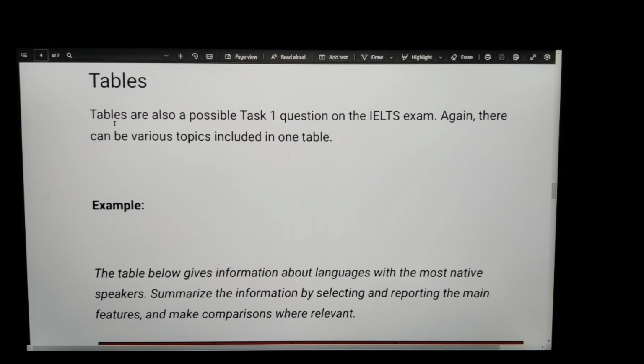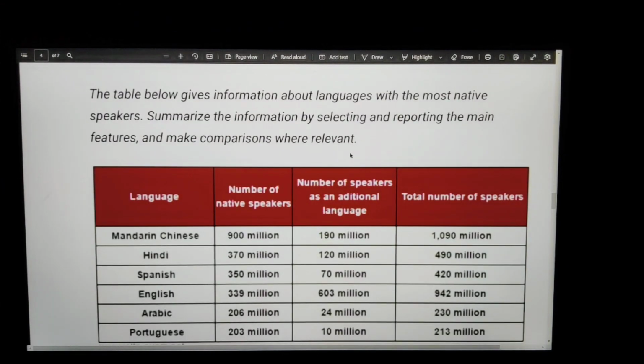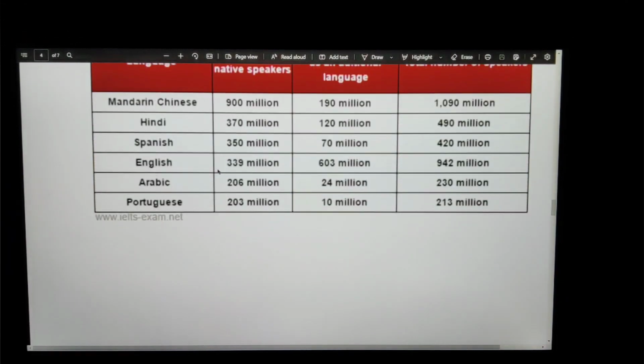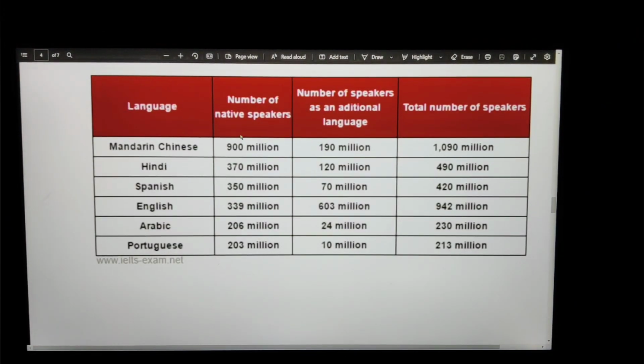The next type is tables. These are very rarely asked, but are asked. They can be of varied topics, like the table given shows information about languages with the most native speakers. So these are the languages, the number of native speakers, spoken as a national or additional language, and the number of total speakers. Here we can generate two trends, the most and the least. The comparison can be done.